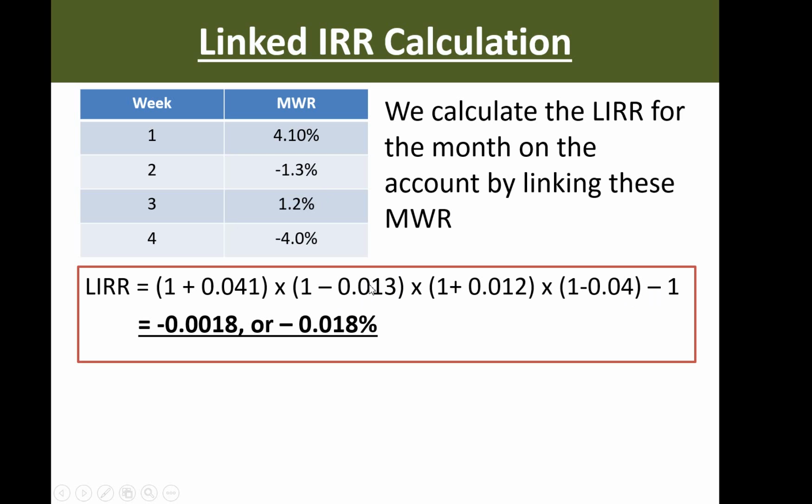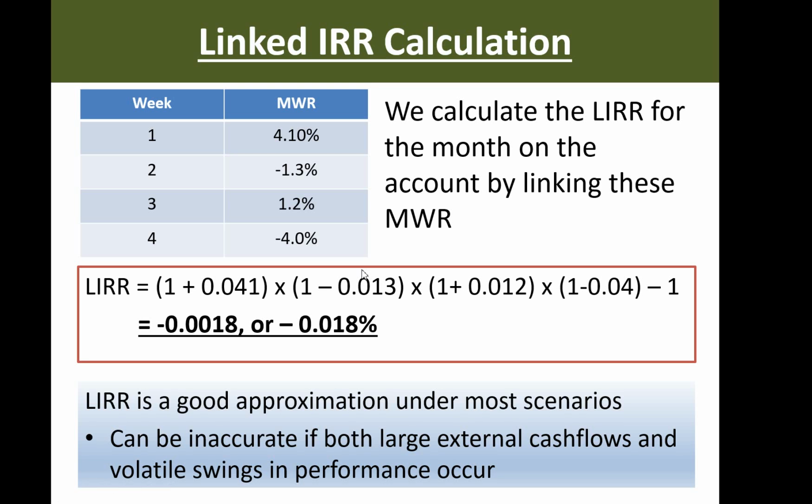And it's once again a simple calculation here. You're mixing both the money weighted return calculations that you're doing within each week, and then the chain linking part is what you're taking from the time weighted return calculation. So, that gives us once again a result of negative 0.018%. And LRR can be a good approximation under most scenarios, but just remember it can be inaccurate if you have large external cash flows and volatile swings in performance. That's the reference again back to when you have situations where the money weighted return is different from the time weighted return.